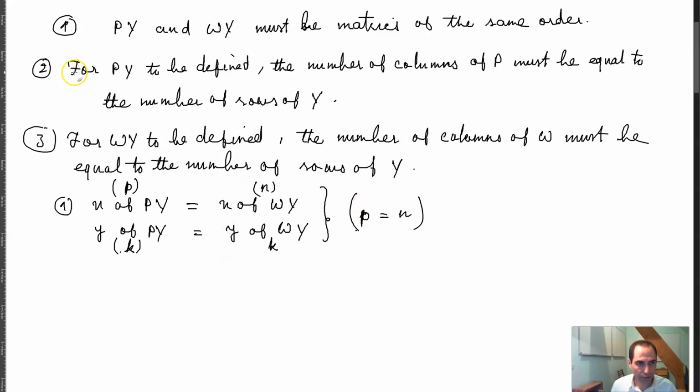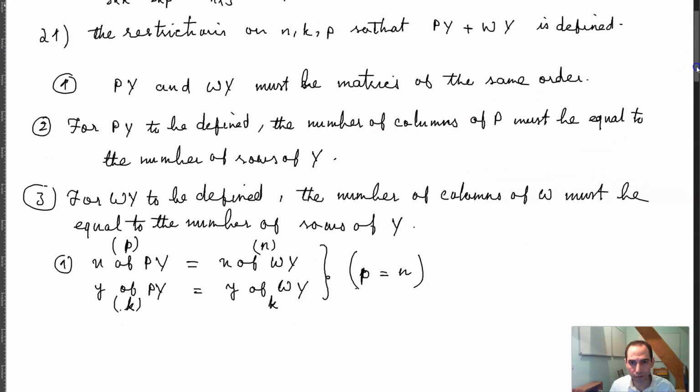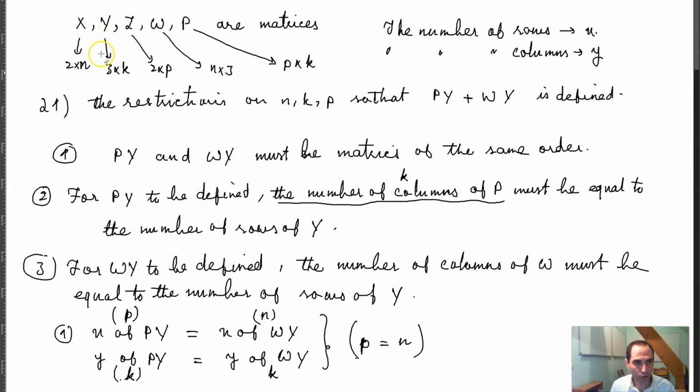The second condition that we have is that for PY to be defined, the number of columns of P must be equal to the number of rows of Y. The number of columns of P is k, and that must be equal to the number of rows of Y. The number of rows of Y is 3. That means that k must be equal to 3. That is another condition.